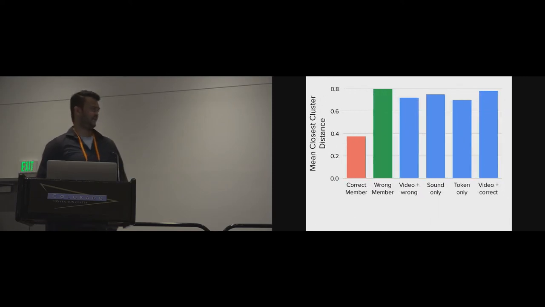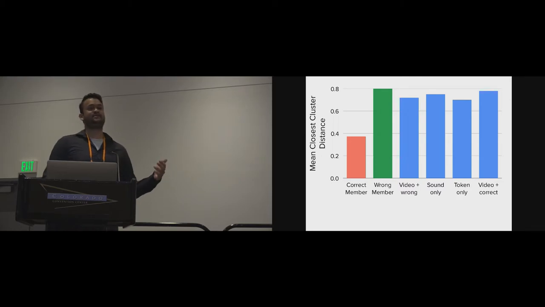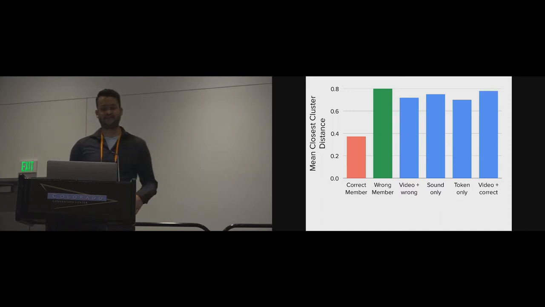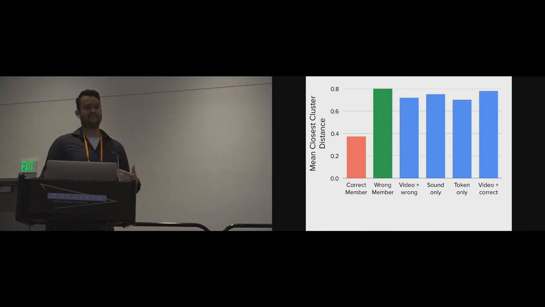Now, this graph basically shows the result. The y-axis over here is the mean closest cluster distance, which is what I was talking about before, and so you can threshold on that value in order to make your authentication decisions. And the x-axis shows the different user types that we tested, with the correct member, of course, being the real user, being compared against his or her own templates, and the wrong member being other members of the same group being compared against other members of that group's shared thumbprints. And all of the blue bars being the different adversaries.